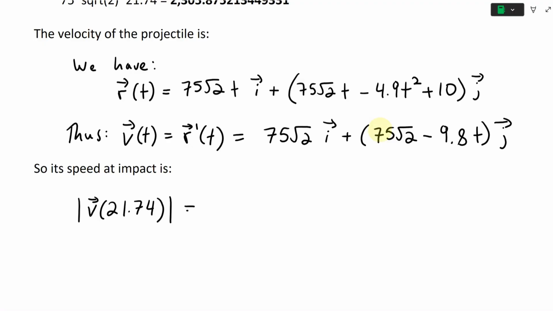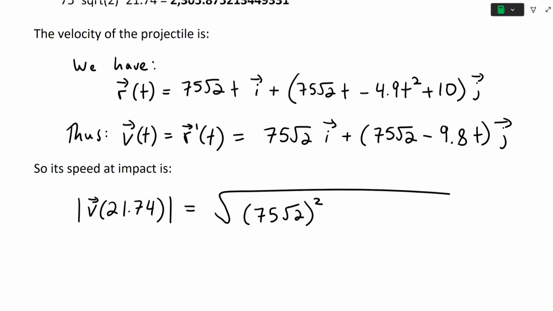Then the length of it is just the 3D distance formula, or 2D, doesn't matter. This is going to be a square root, and we have to square the components. So 75 squared, I'll just put it like this. The calculus book just puts it all like this now. 75 square root 2 squared, and then plus this whole other setup here.